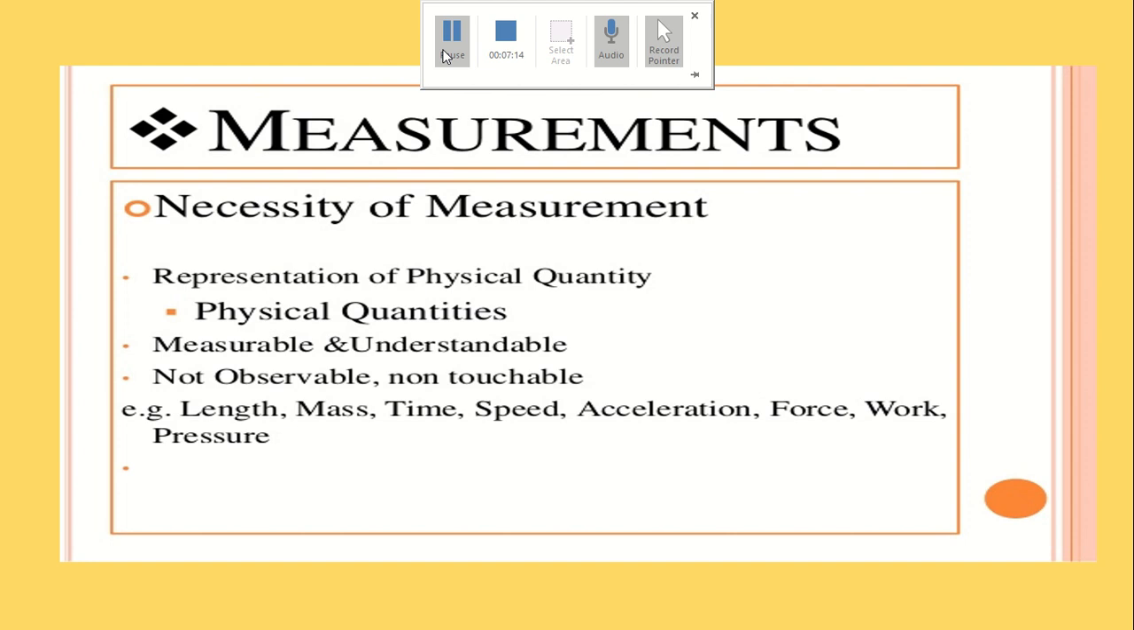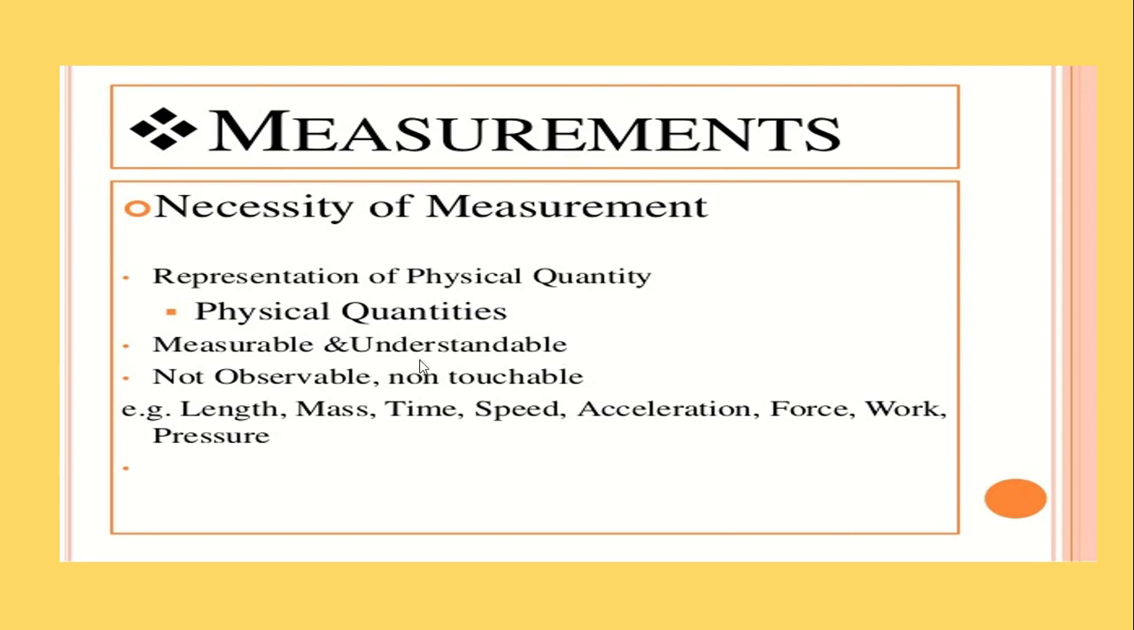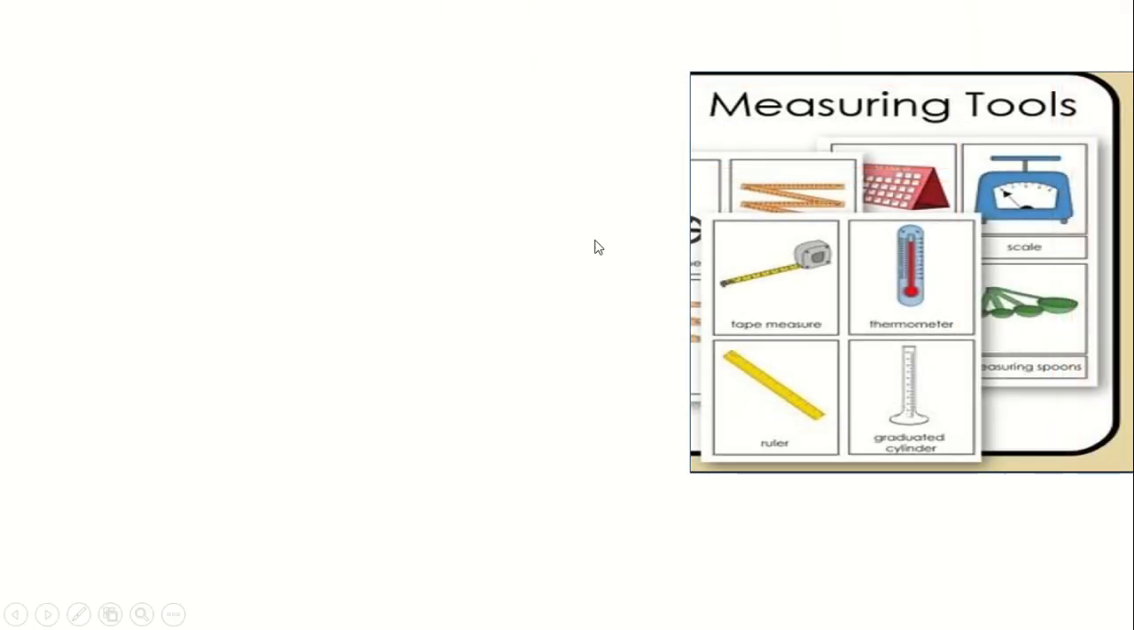So measurement represents any physical quantity that is measurable and understandable, not observable, non-touchable. Length, mass, time, speed, acceleration, force, work, pressure, all these things can be measured. Look at this picture, here there are some measuring tools.